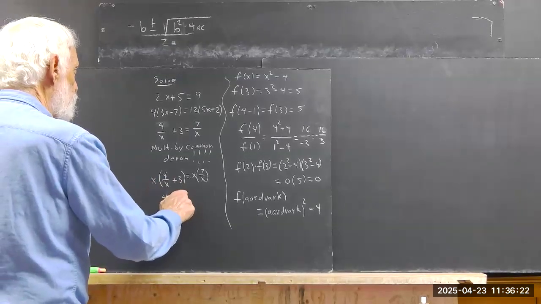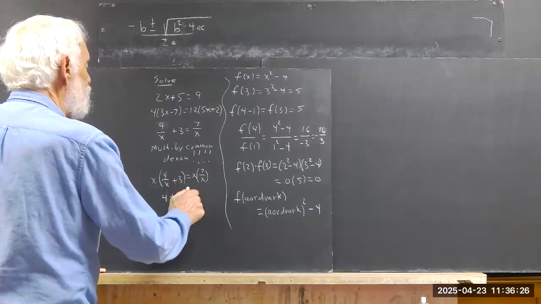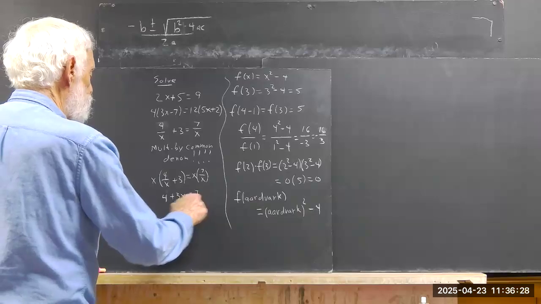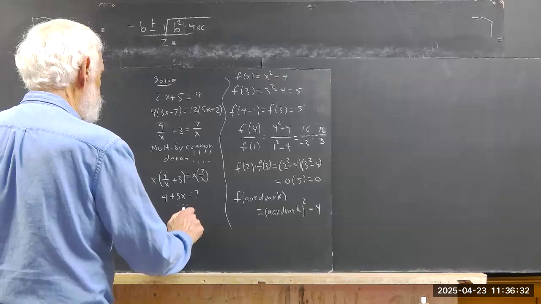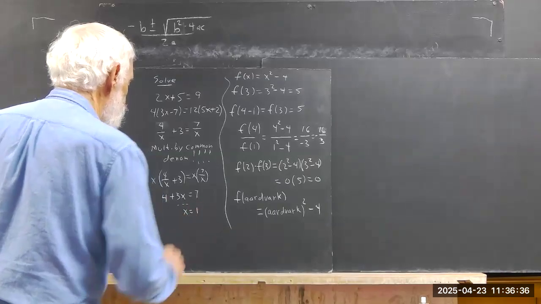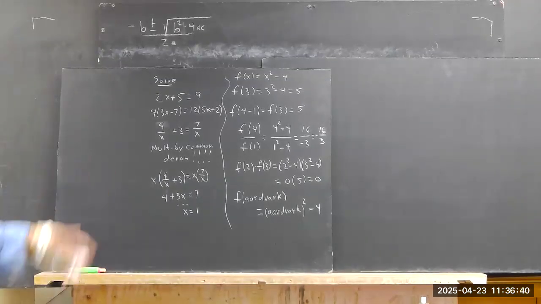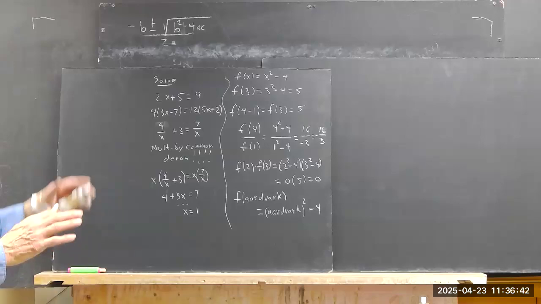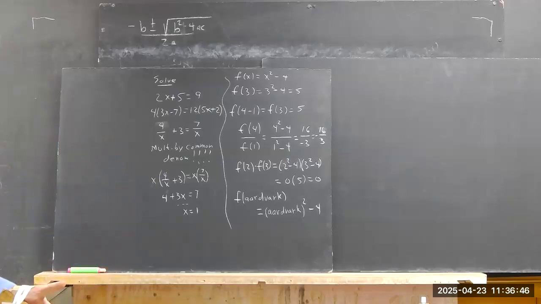x times 3 is 3x. x times 7 over x: x is divided by x, which leaves you 7. And now it's easy to solve. You get x. If you don't multiply by common denominators, good luck. You're not going to be able to solve that.